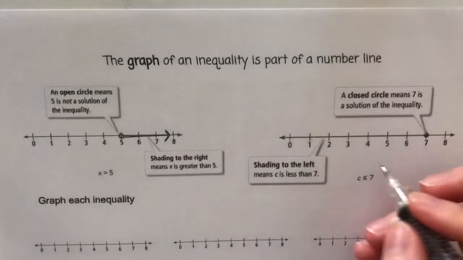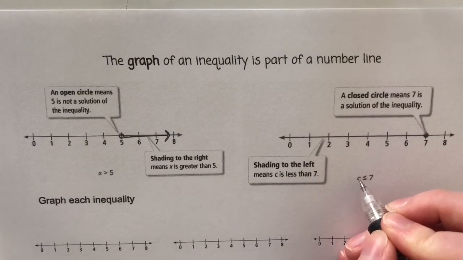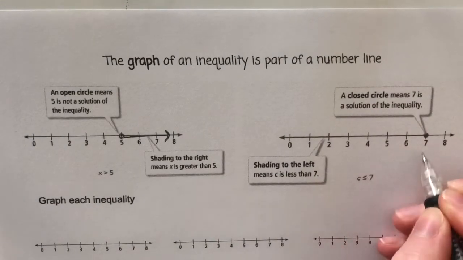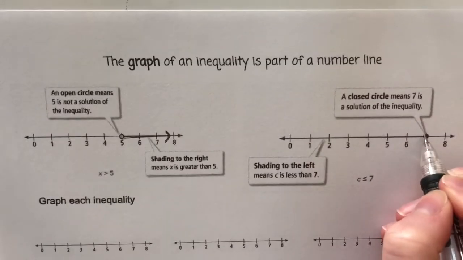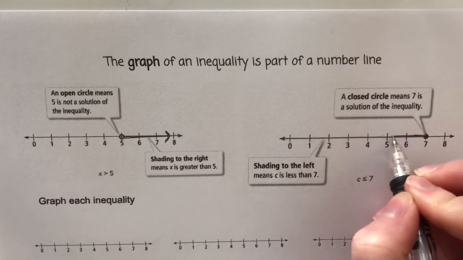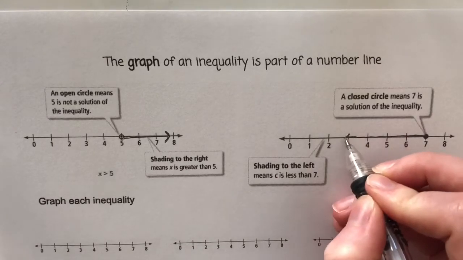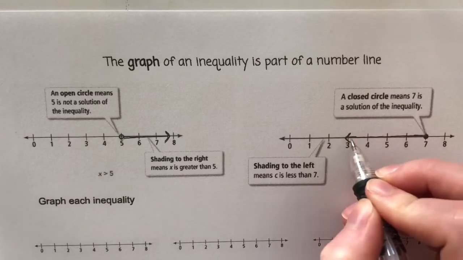If I want to do c is less than or equal to 7, I'm going to come over here. I'm going to put a circle on 7, and I'm going to shade to the left all of the numbers that are less than 7.